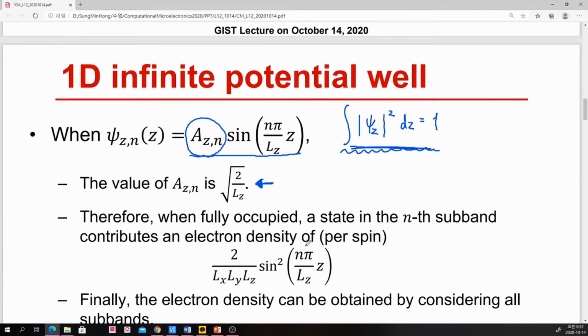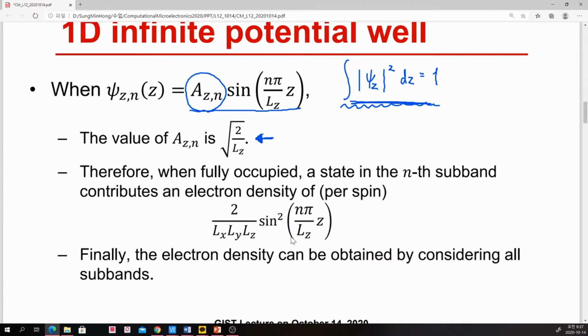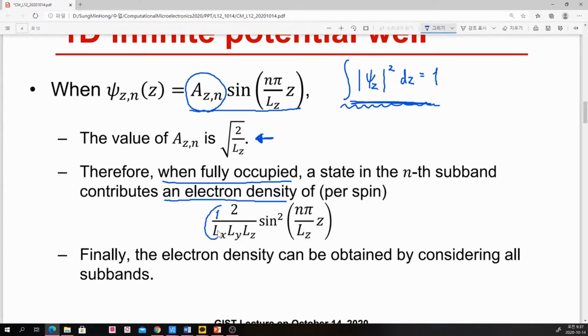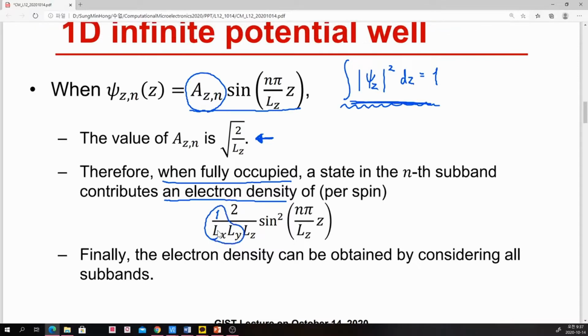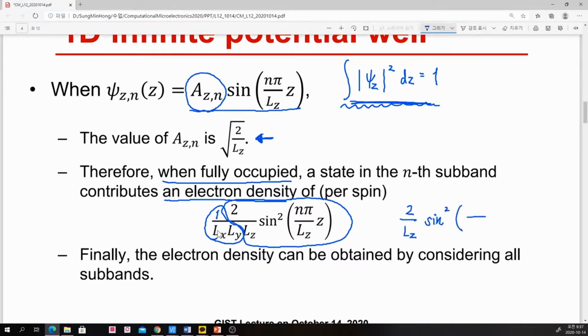So when a state inside the 1D infinite potential well is fully occupied, the contribution to the electron density is simply given by, previously we had 1 over Lx Ly, times the square of our z directional wave function. And the square of this z directional wave function is given by 2 over Lz times sine square of n pi z over Lz.